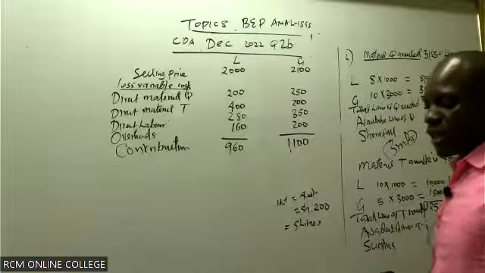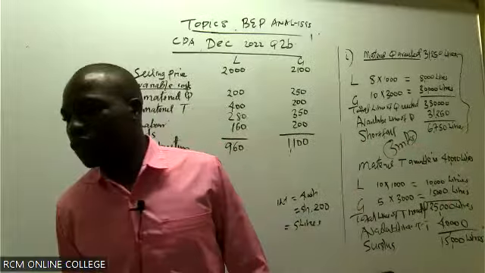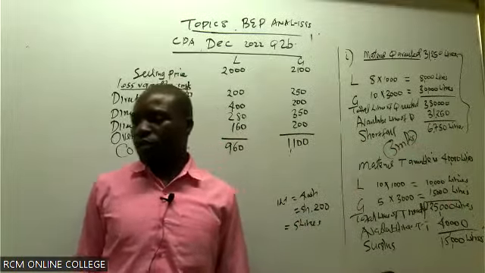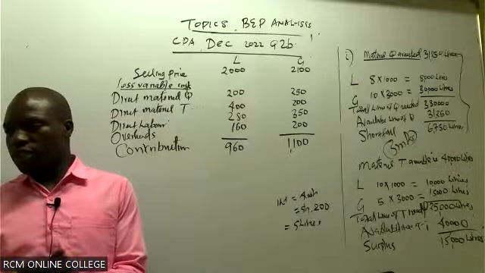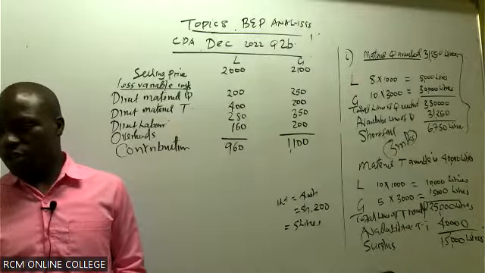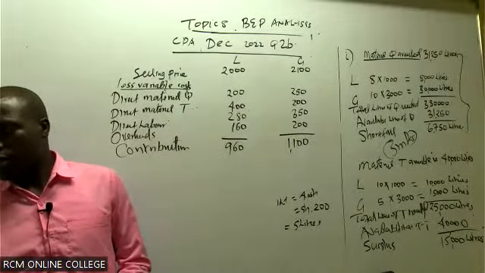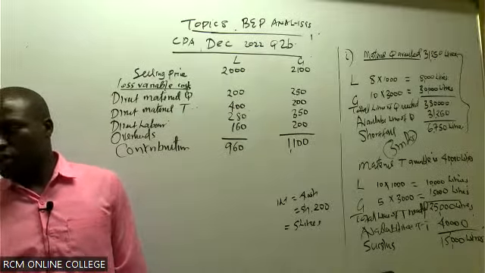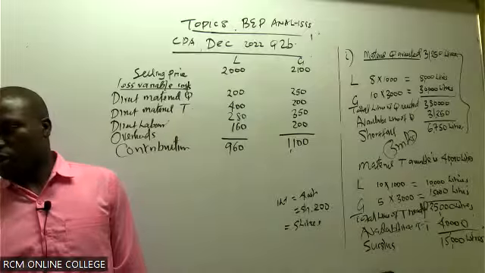What is the limiting factor between the two? Is it material T or Q? It is material Q.